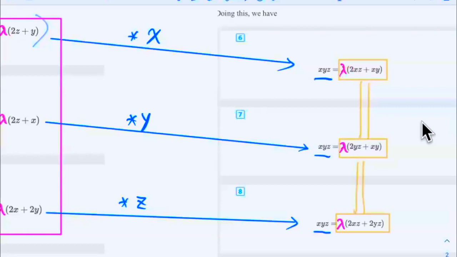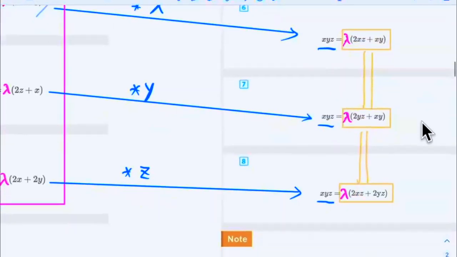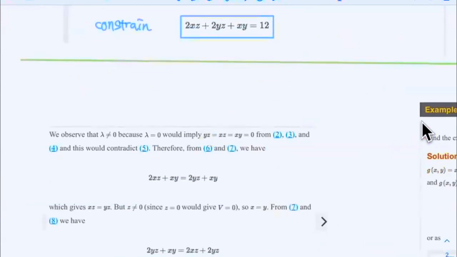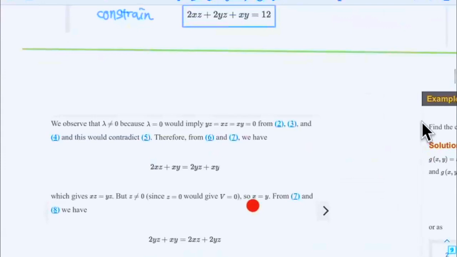So if lambda couldn't be 0, then 2xz plus xy equals 2yz plus xy. Canceling the xy and dividing both sides by 2, we have xz equals yz. And we know that none of x, y, z can be 0, right? If one of them equals 0, we have a 0 value. So z couldn't be 0. So what can we say about x and y? They're equal. So x equals y. Okay, so we have x equals y from this. Where is it? Here. x equals y.